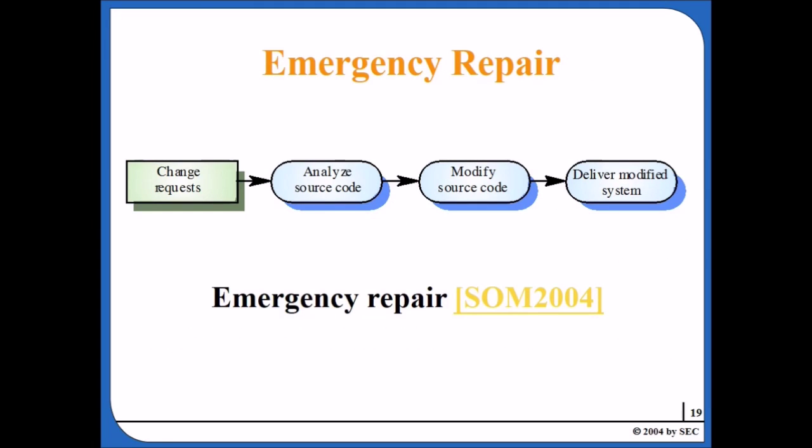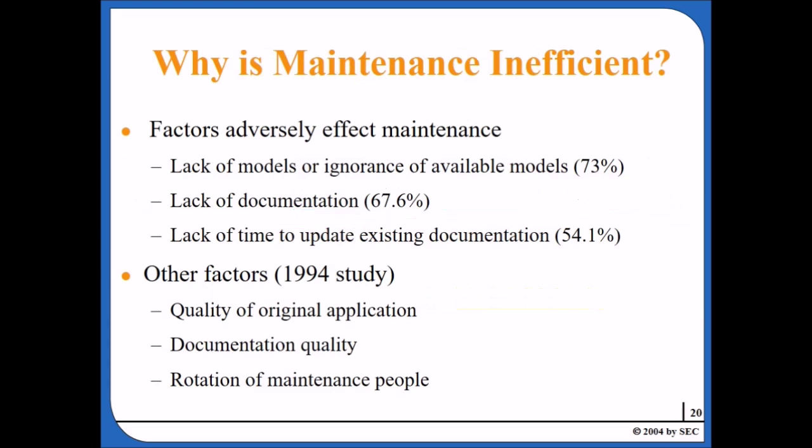And as I indicated earlier, in emergency repair, change requests come, we just analyze the source code, modify the source code, and deliver the system. This is emergency repair. And why is maintenance inefficient?